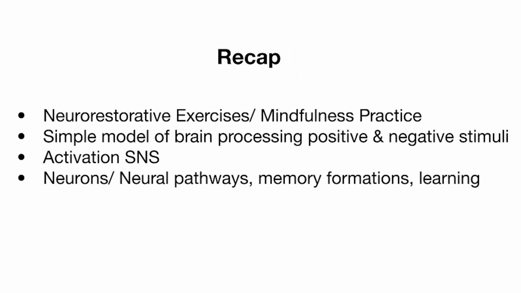Over the past 2 weeks, we have learned quite a bit about applied neuroscience. First, we learned a simple model of how the brain processes positive and negative stimuli and how these affect your brain and your body, beginning with the activation of the sympathetic nervous system. You spent the first week noticing how this feels to you with the short body scan exercise. Next, we learned about neurons and neural pathways, memory formations, and learning. You spent week 2 practicing formal and informal focused attention exercises.